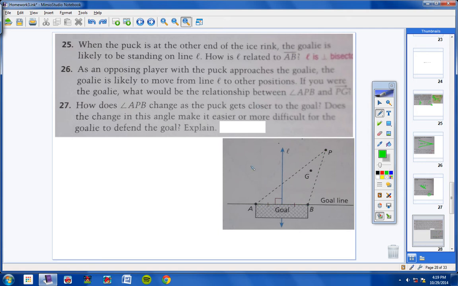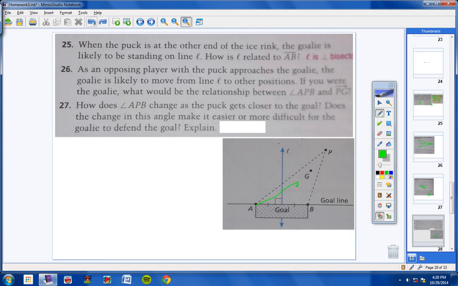How does angle APB change as the puck gets closer to the goal? Okay, well, think about it, guys. As the puck gets closer, like if the puck's here, look how big the angle is now. Okay, the angle's getting bigger. So, how does angle APB change? It gets bigger. It increases as the puck gets closer to the goal.